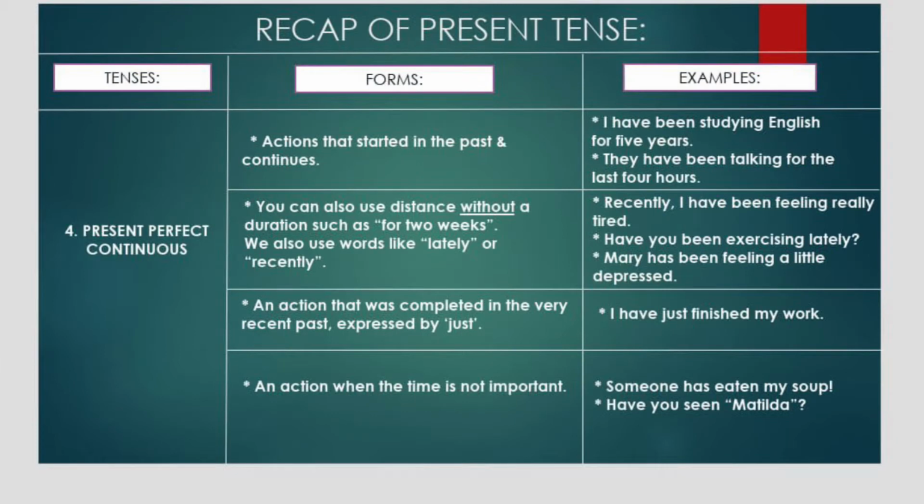Present perfect continuous is the final aspect of the present tense, and it is used for actions that started in the past and continue. You can also use it with a duration, such as for 2 weeks. We can also use words like lately or recently. And present perfect continuous is also used for an action that was completed in a very recent past, expressed by just. And yes, we also use present perfect continuous when we talk about an action where the time is not important.